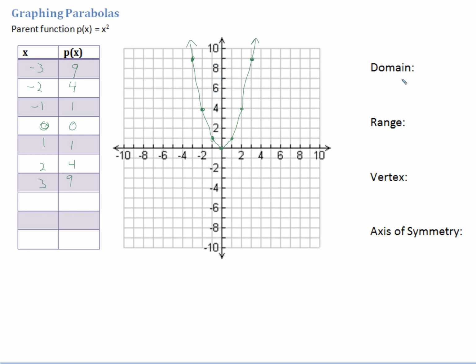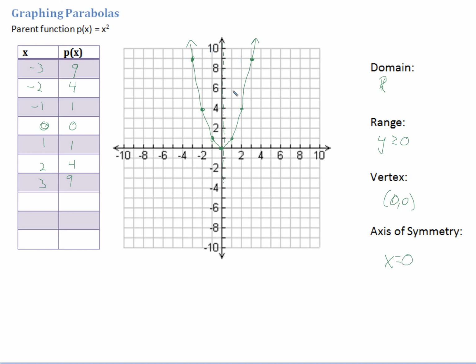So the domain, what x values do we have here? Well, we remember we could just collapse this whole graph on the x-axis. It would cover the whole x-axis, so this would be the real numbers. The range, collapse on the y-axis, and we would see it as just y is greater than or equal to 0. The vertex here is the bottom part of the parabola, (0, 0). And the axis of symmetry in this parent function is the y-axis, which is x = 0.